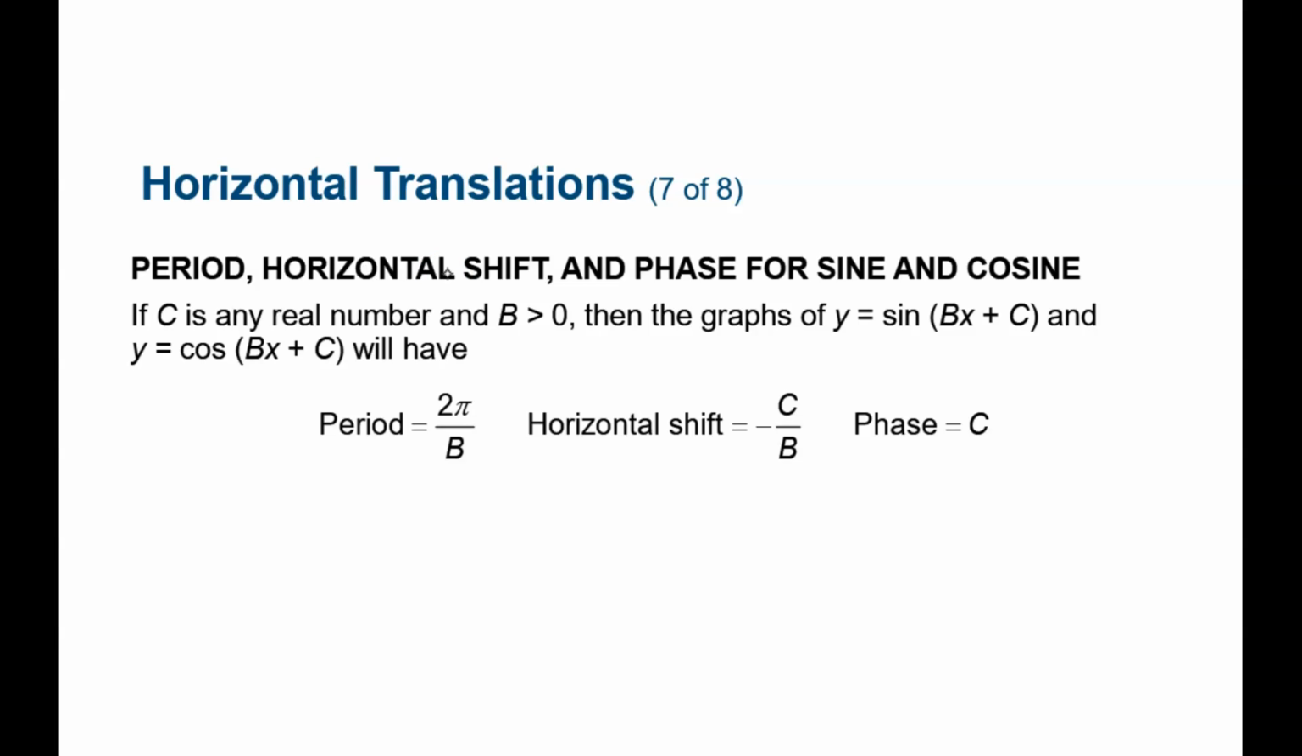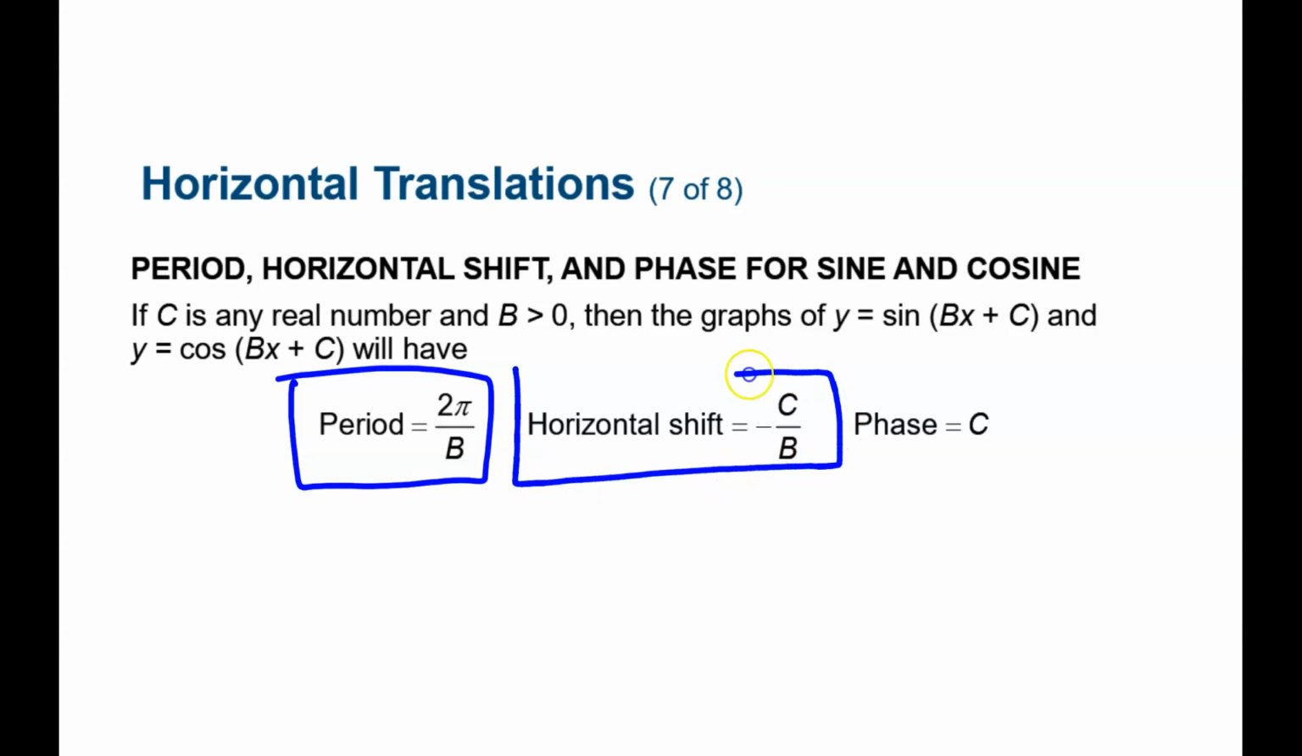The period, horizontal shift, and the phase for sine and cosine functions. Overview: if c is any real number and b is greater than 0, then the graph of y equals sine of bx plus c and y equals cosine of bx plus c will have period equal to 2 pi over b, horizontal shift equal to negative c over b, and phase equal to c.